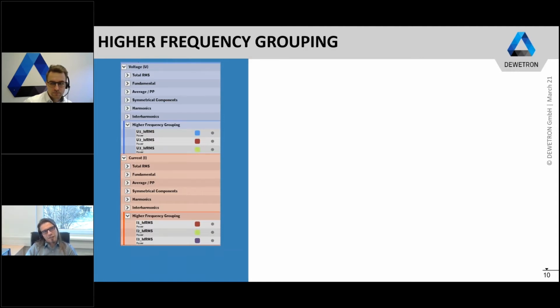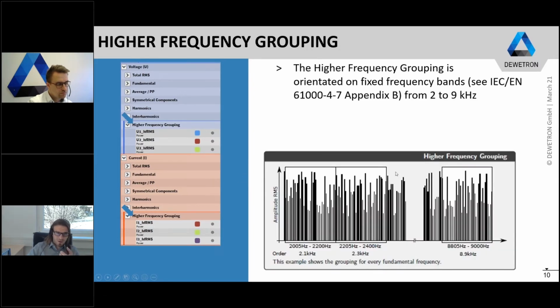parameter which is automatically calculated when the harmonics calculation is enabled is the so-called higher frequency grouping. For the higher frequency grouping, you will get one separate section in the channel list, with one channel for the higher frequencies of the first voltage signal, for the second and for the third voltage signal, and the same here for the current of phase 1, phase 2, and phase 3. There will be separate higher frequency channels. And next, I would like to show you how the calculation is done with a brief illustration here.